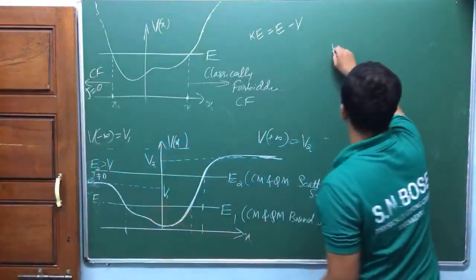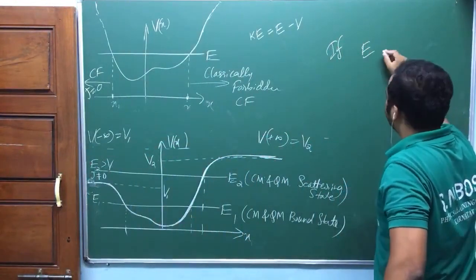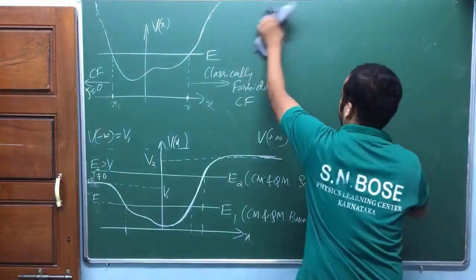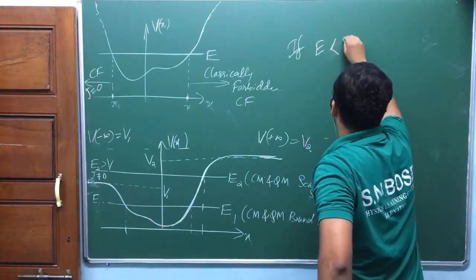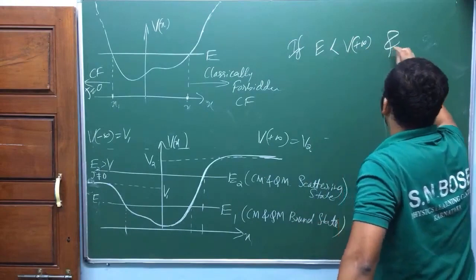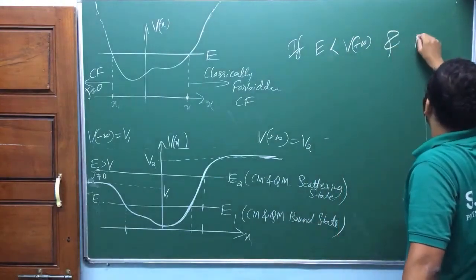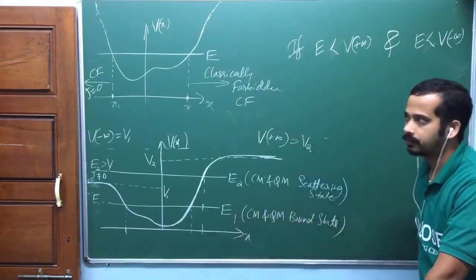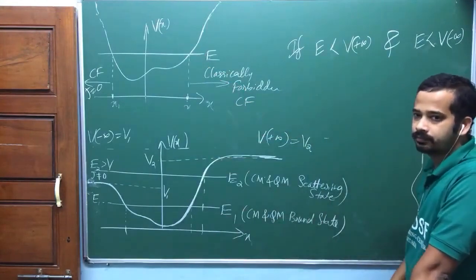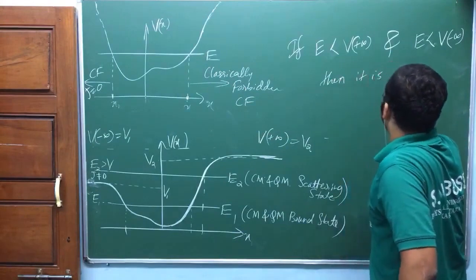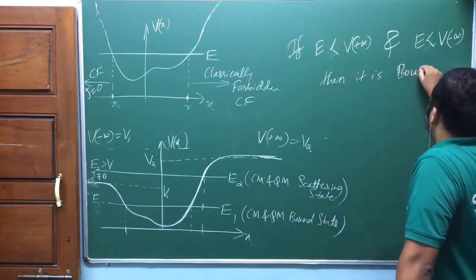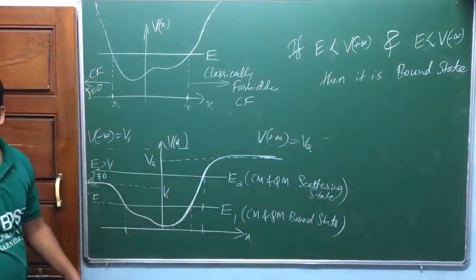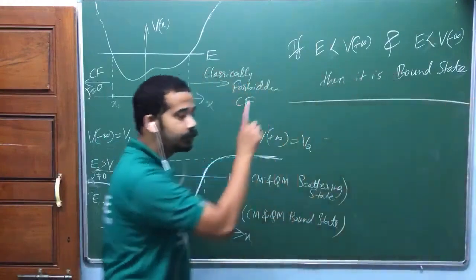I can write this. If E is less than V at plus infinity, which is very important here, and as well as E is less than V at minus infinity, in this situation, then it is quantum mechanically or classically a bound state. And it should be "and" there, not "or".